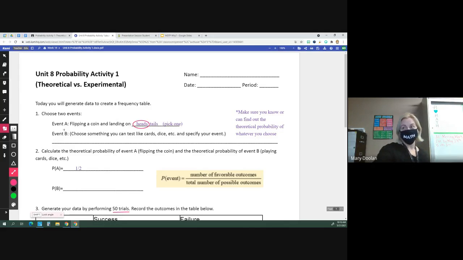You could be creative with this, okay? So that one's up to you. The first one's just a coin, but after that, this one you get to choose.